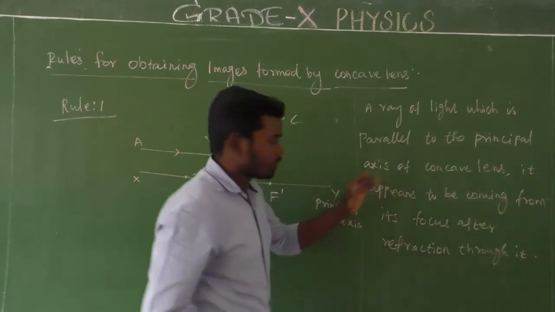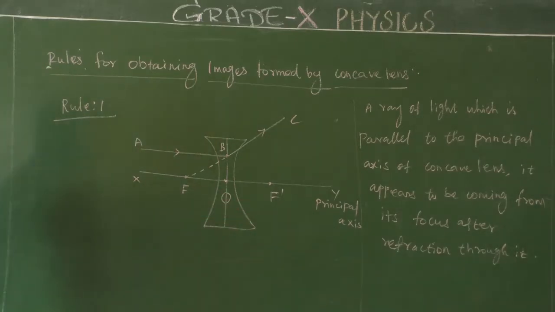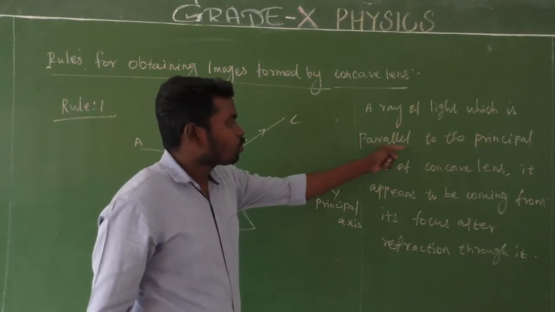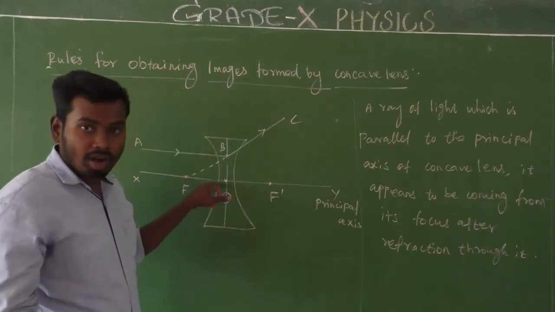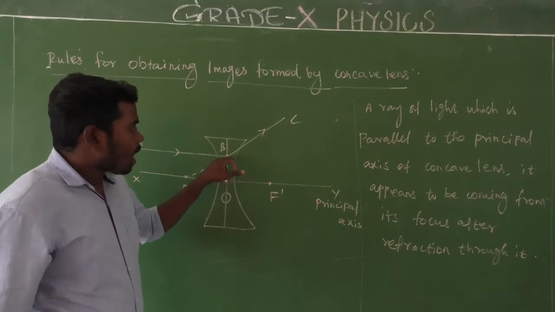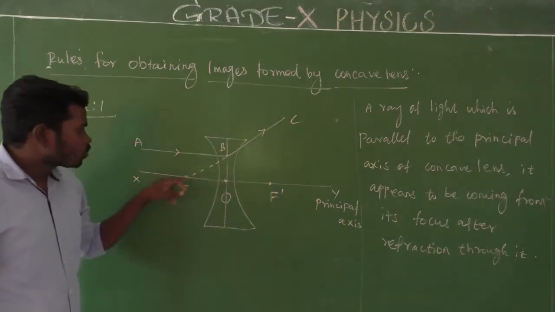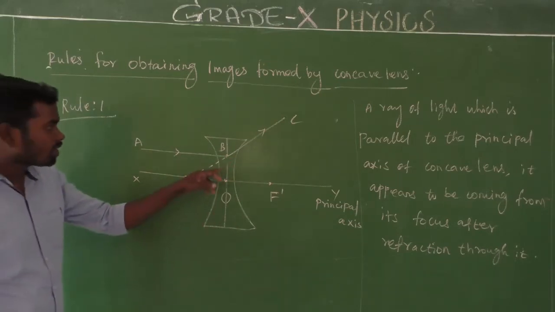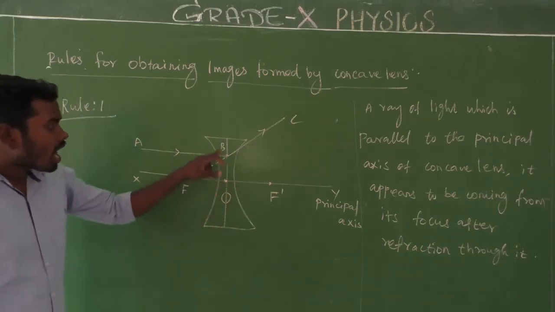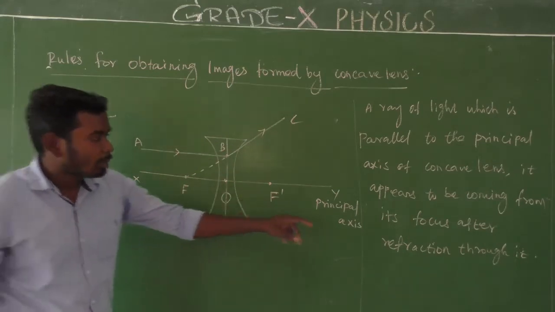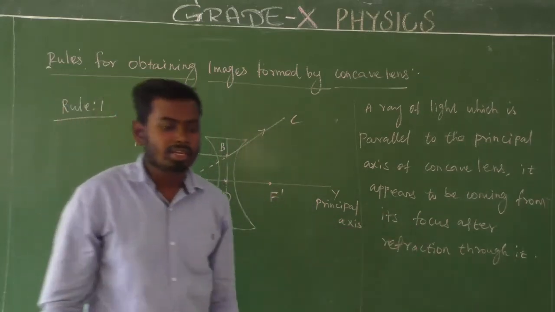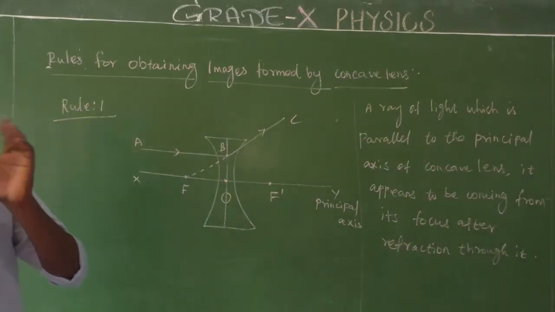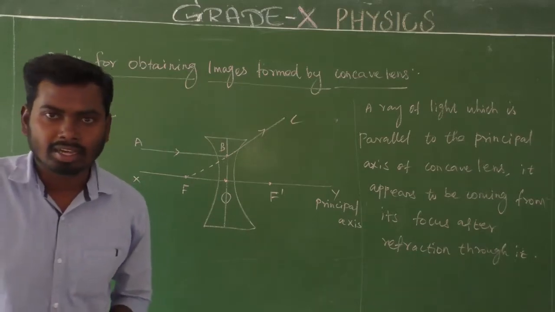So this is the first one. This is the first rule. So very simple. What is the first rule? A ray of light which is parallel to the principal axis of a concave lens appears to be coming from its focus after passing through the concave lens. So this is the first rule, a very, very important rule. Don't panic. It's a very easy one. Is it clear? It's very, very easy.